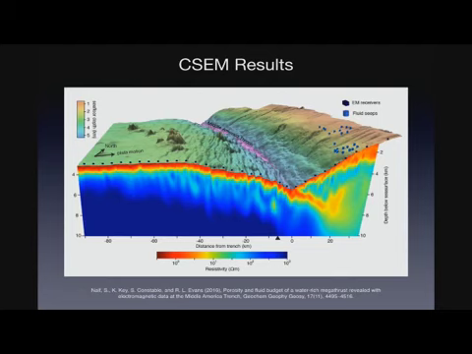To give you an idea of the computational power that this takes, we had to run this on a cluster with 320 processors, and it took about 16 hours. So you have to model Maxwell's equations in the full physics.